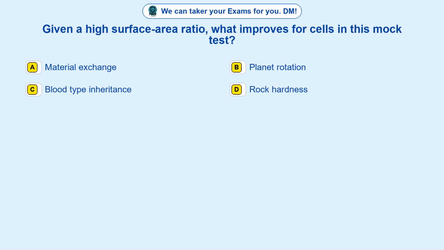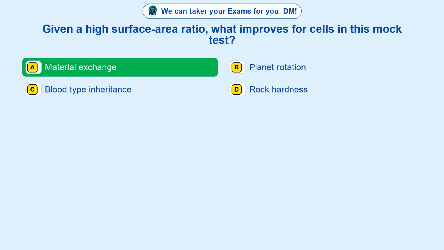Question 26. Given a high surface area ratio, what improves for cells in this mock test? Option A, material exchange. Option B, planet rotation. Option C, blood type inheritance. Option D, rock hardness. The correct answer is option A.